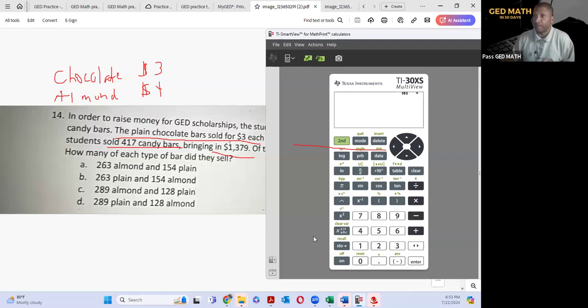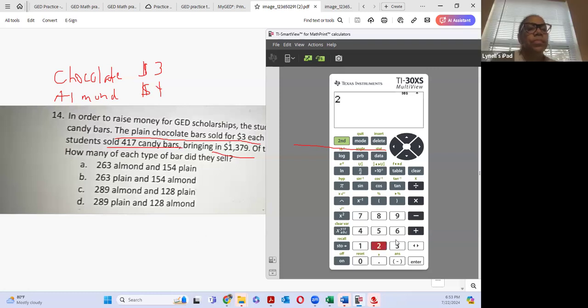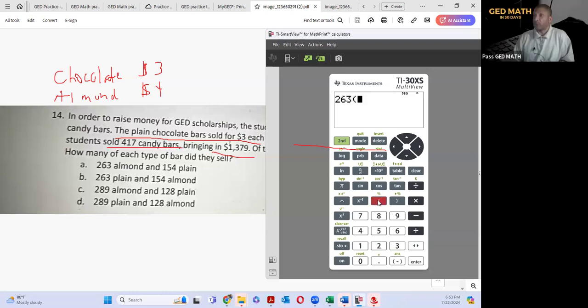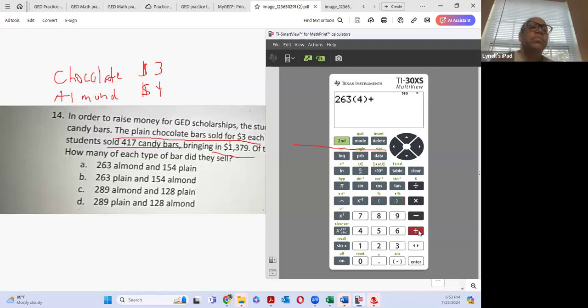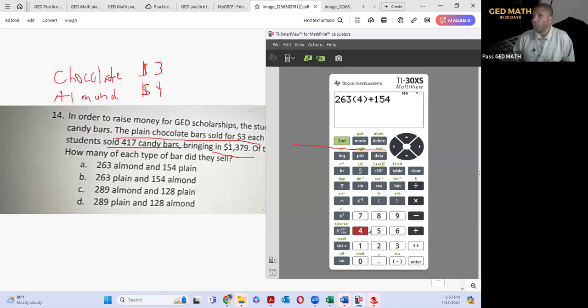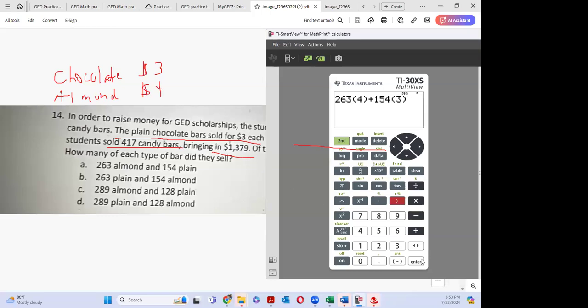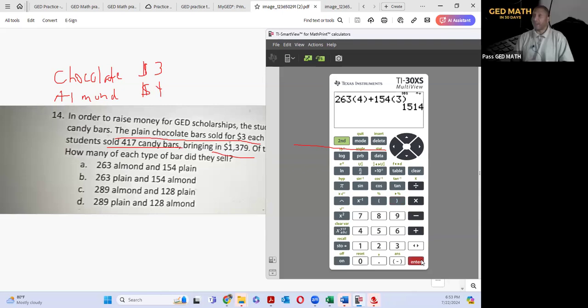Does everybody see that? So I'm gonna take the 263 and I'm gonna multiply that by 4 because each almond bar is $4, plus 154 times 3. If I get 1379, I'm done. Did I get 1379? No, I did not.